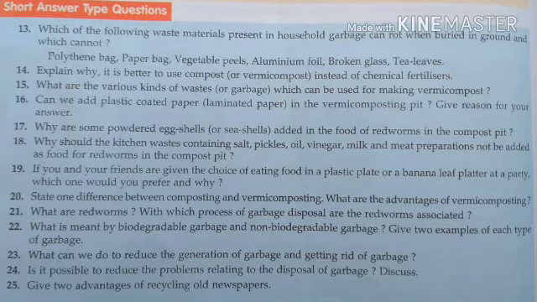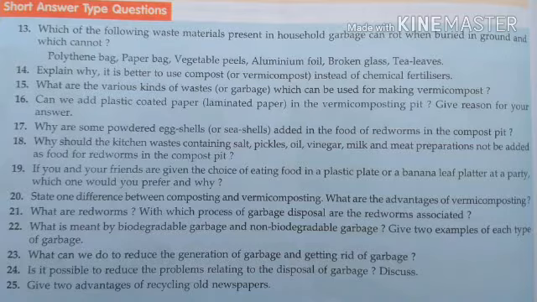Next question. Why is some powdered eggshell added to the food in the vermicompost pit? Because the red worm has a gizzard to grind the food, and in the gizzard this eggshell powder helps it to grind the food well and makes the wastage into better high quality manure or compost.